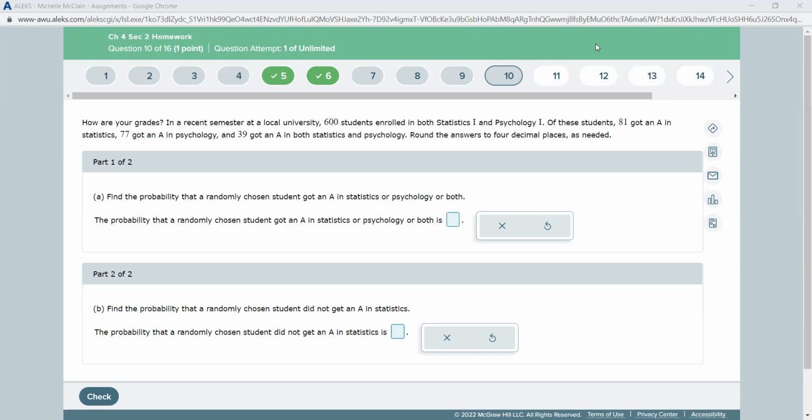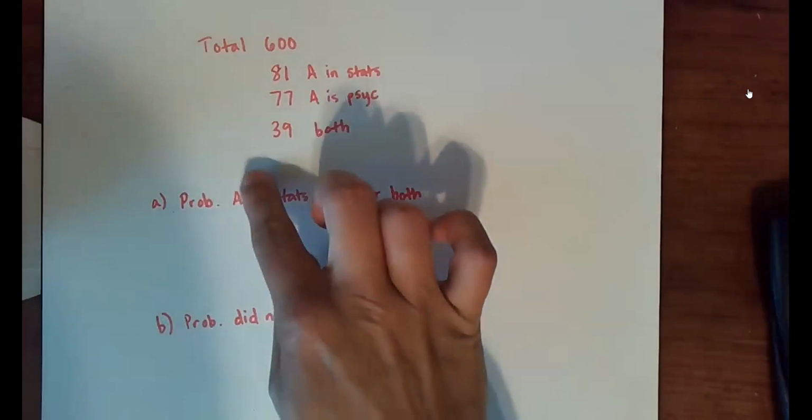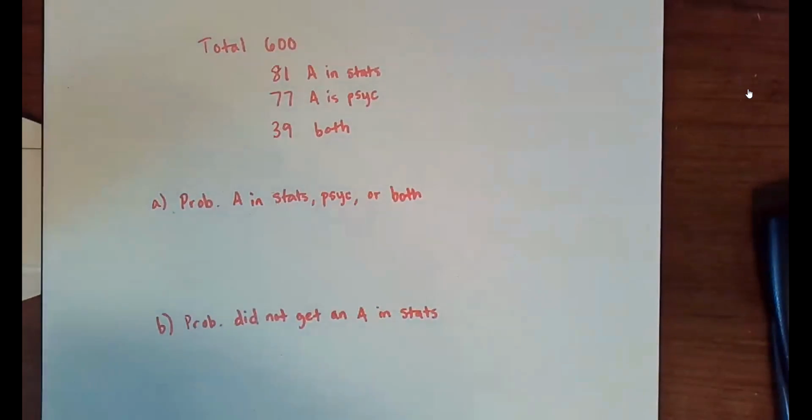So I'm going to switch my screen so that you can see my scratch work for these questions. As you can see, I have the important information written down for this problem, and I also have a summary of questions, part A and part B. So let's first talk about part A. We want to find the probability that a student made an A in stats, psychology, or both. Of course, this should say in, not is. Okay, so an A in stats, psychology, or both.